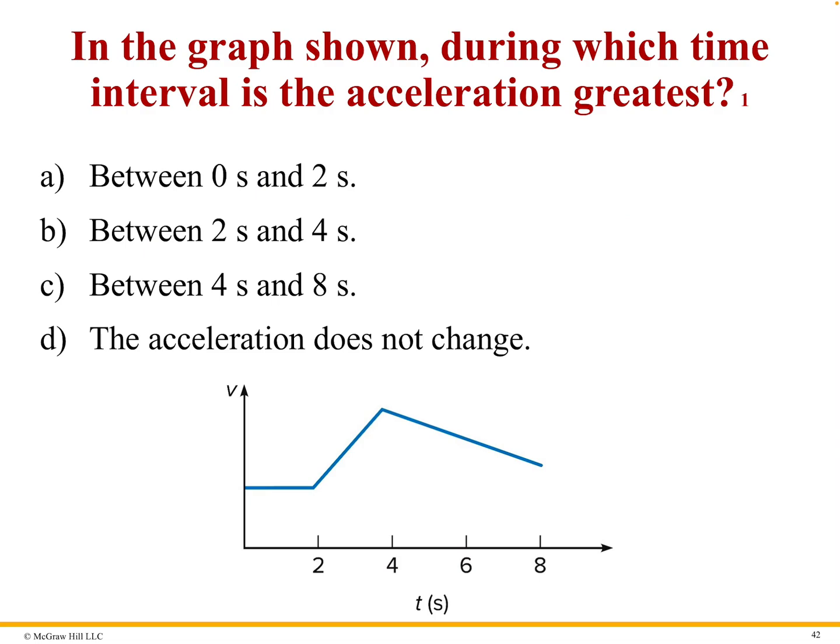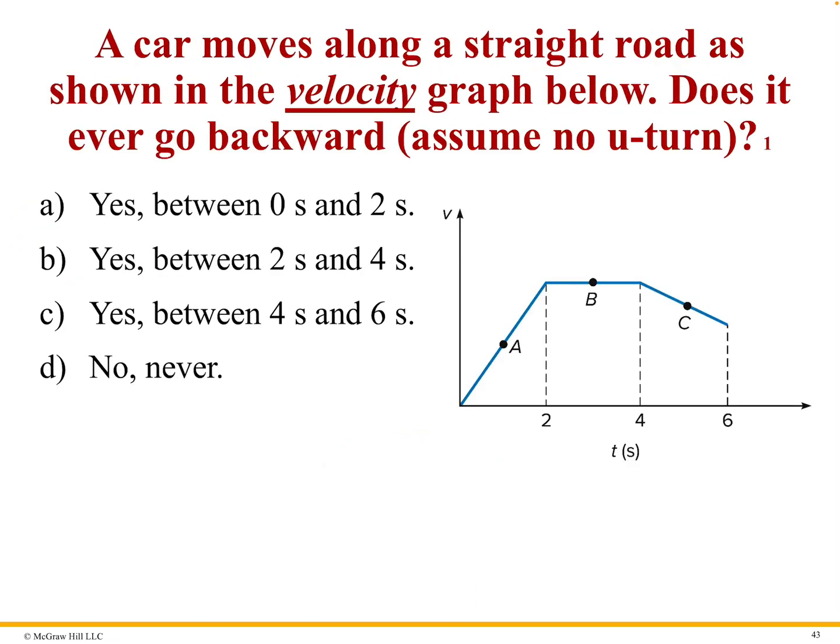Now on this next one, it says, during which time interval is the acceleration greatest? Just the same way as we had with a distance versus time graph, we can do a velocity versus time graph, find the slope, and that would give us the acceleration. So at which point is there a steeper slope? Well, between 2 and 4 seconds. So it has the greater acceleration.